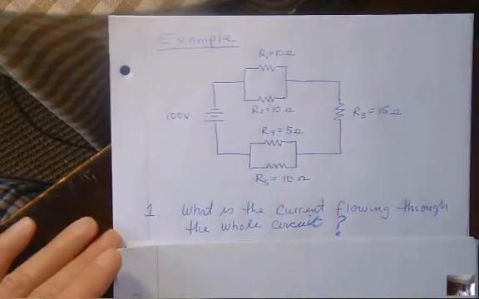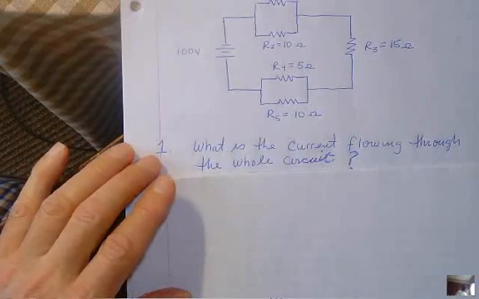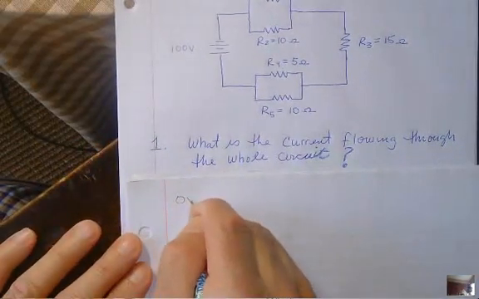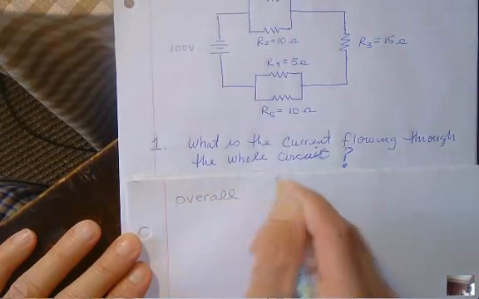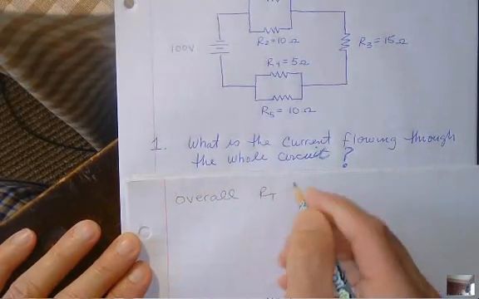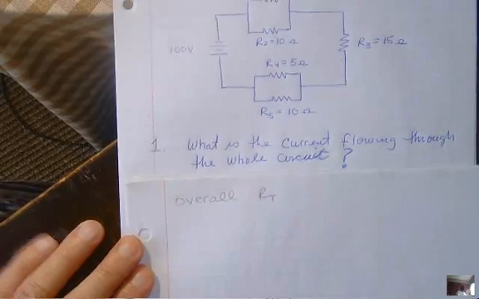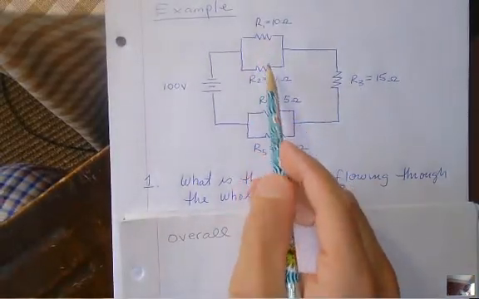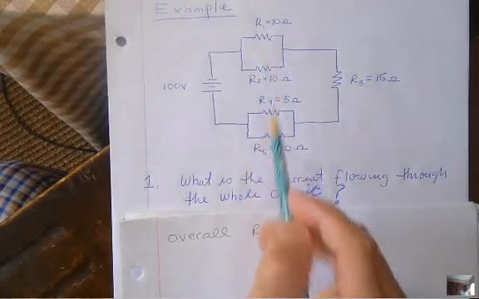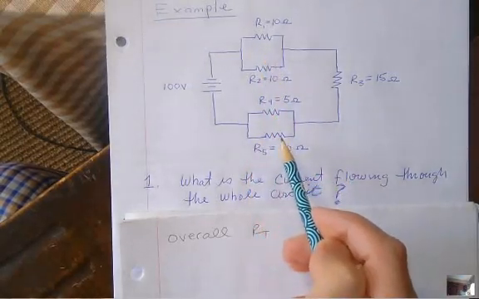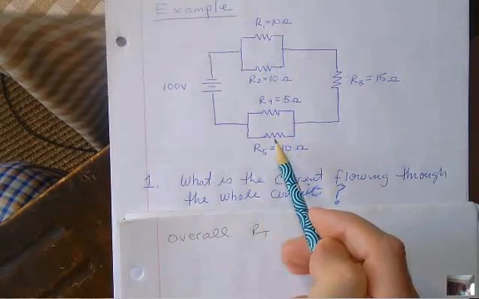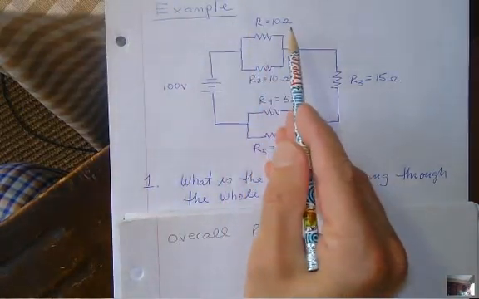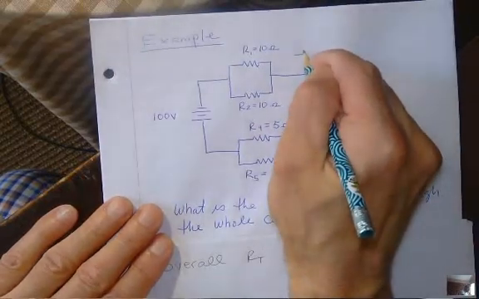Okay, so to answer question number one, the only way to answer question number one is you need to calculate what is the overall resistance. Okay? What is the R total for the whole circuit? And the way you do that is you first take all the little sections that are in parallel, like this one, and come up with what their equivalent resistance is. In other words, replace those two resistors by one that would be in between, one that would take their place.